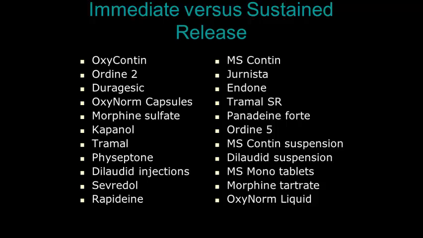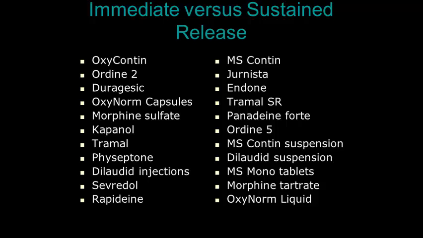Physeptone is the company's brand name for methadone. Dilaudid injections are immediate release injections. Sevredol is immediate release. Rapidine obviously is immediate release. MS Contin is sustained release. Jurnista is sustained release hydromorphone. Endone is immediate release. Tramal SR is sustained release tramadol. Panadeine Forte is immediate release. It's codeine with paracetamol, and it's 30 milligrams of codeine, whereas Panadeine and Rapidine are 8 milligrams. Ordine 5 is 5 milligrams per mil. Interestingly, Oxynorm 5 is 5 milligrams per 5 mils.